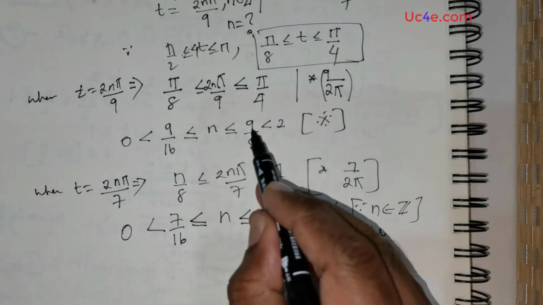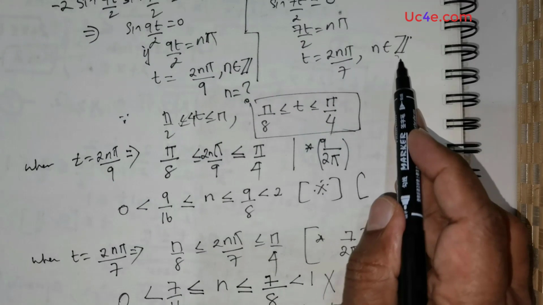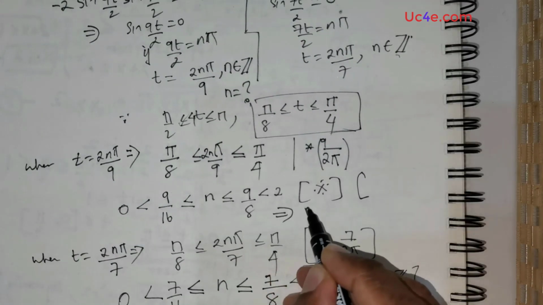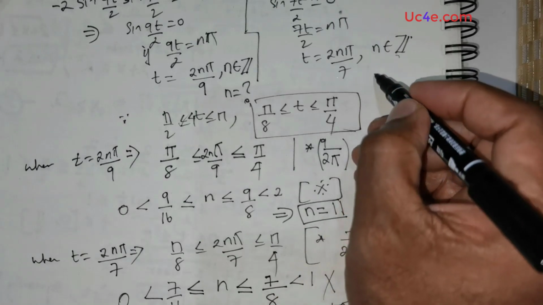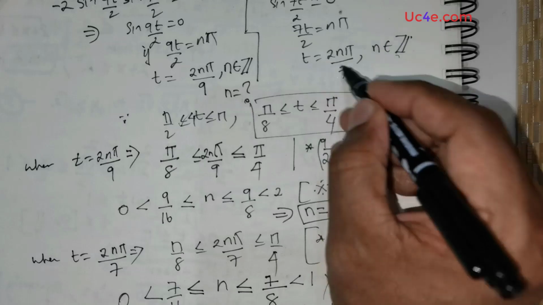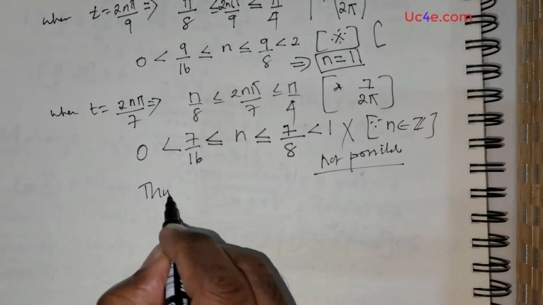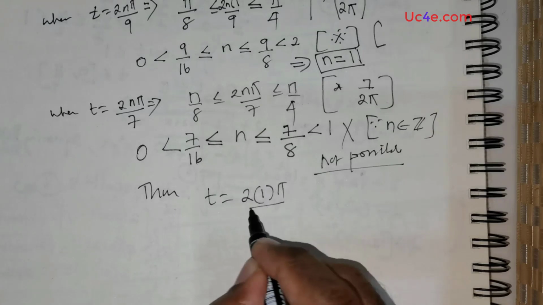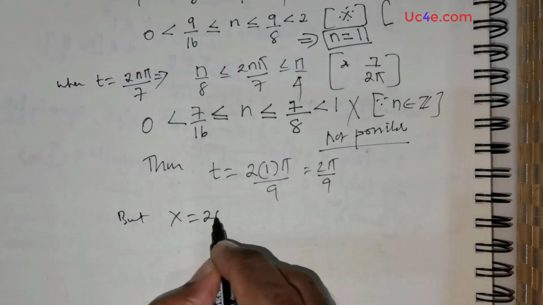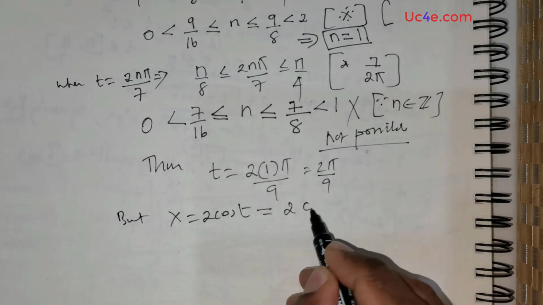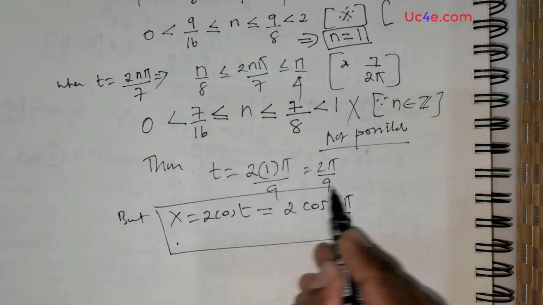So let's move up over here. 9 divided by 8 is clearly less than 2, and we have n being an element of Z. So this would mean the right value for n has to be n is equal to 1. That is the right value. So if n is equal to 1, what happens to our value? We cannot take this, it is dropped. So this is what we have to take. Thus t is equal to 2 times 1 times pi over 9, which is equal to 2 pi over 9. So this is the value of t. But what did we take? x is equal to 2 times cos t, which is nothing but 2 times cos of 2 pi over 9, and this is the solution for the question.